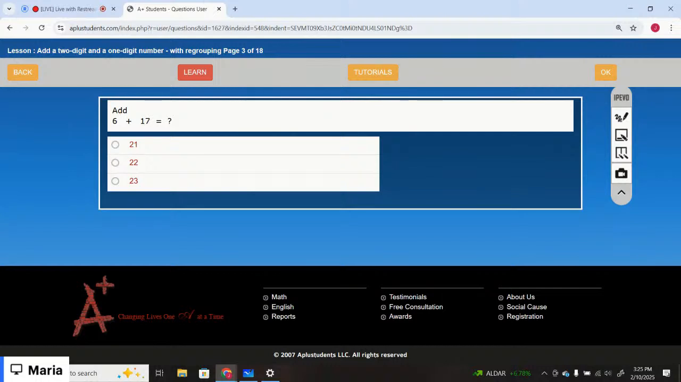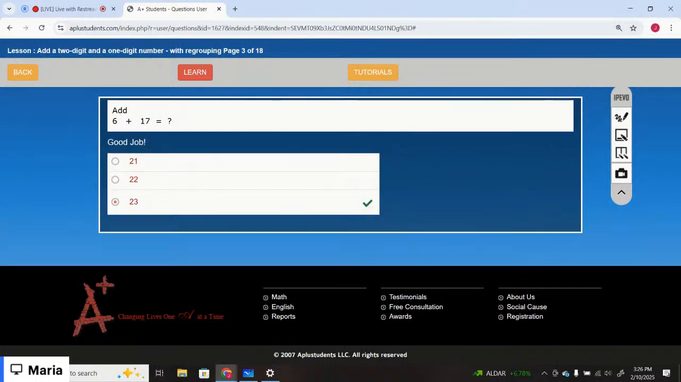16 plus 17. Which is the correct option? 17 plus 6 makes 23. The correct option is option number 3, that is 23.